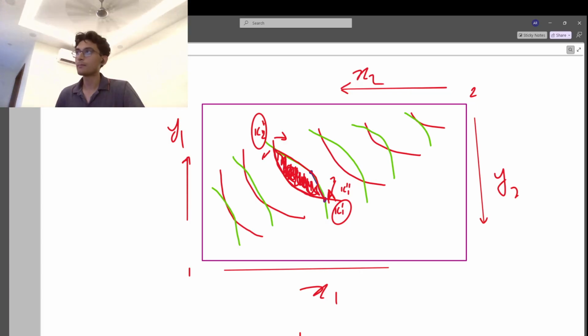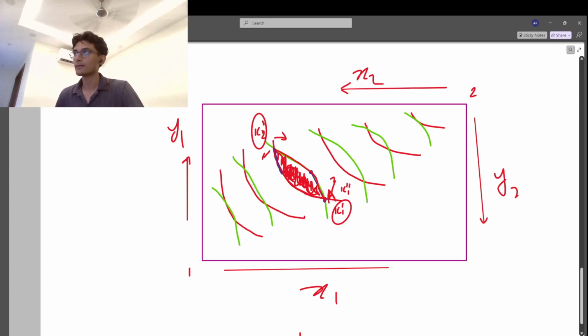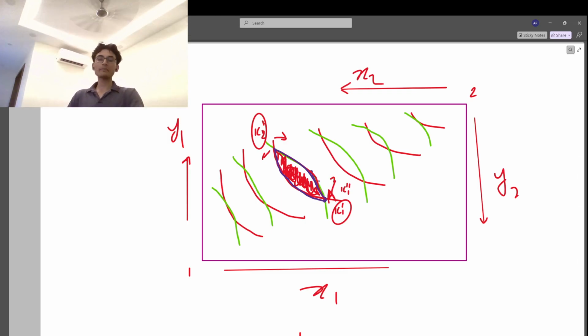So the Pareto superior set is this region. We can know this mathematically, but it's critical to understand the concept first. Then if you understand the concept, you can show it mathematically. So this is the set of Pareto superior points.